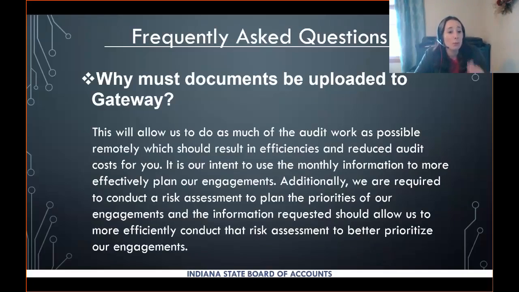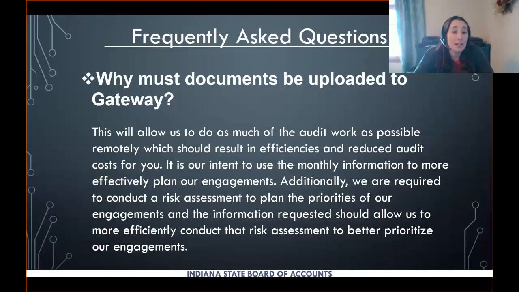We do perform risk assessments on units when we are trying to plan out the priorities of our engagements. These can be based on all kinds of different things. If you are a county who, like I talked about before, receives lots of federal dollars and you're going to be a federal audit, which is called a single audit, you're required to have an annual audit. So that would put you a little bit higher on the list.